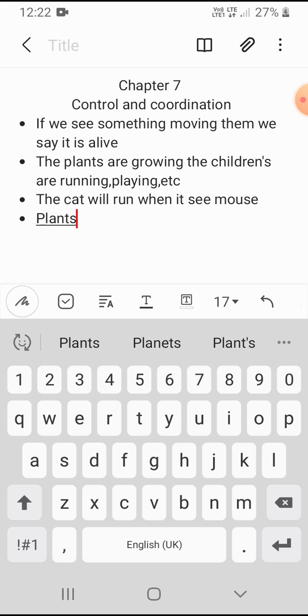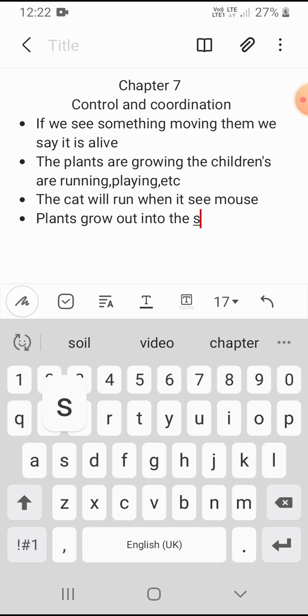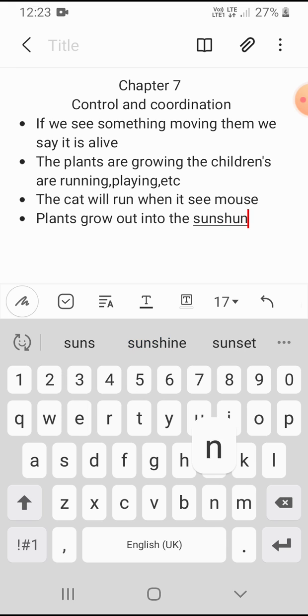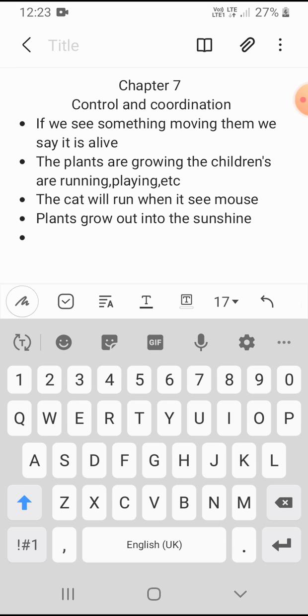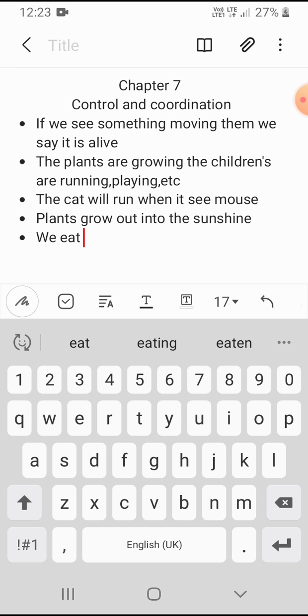The plants grow out into the sunshine. It grows into the sunshine. And children are playing, we eat food, and etc. things are doing.